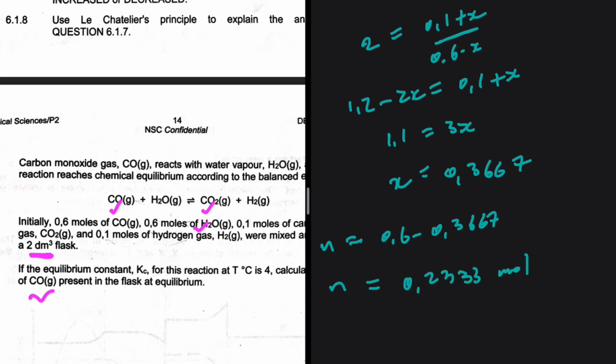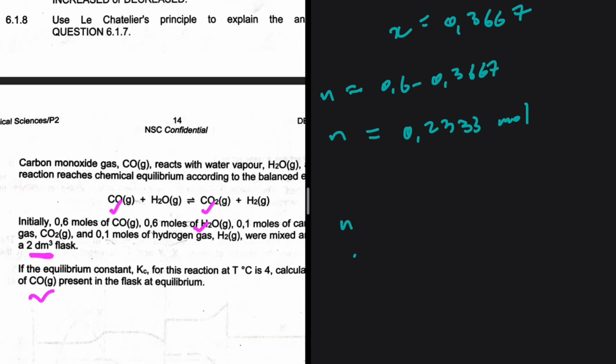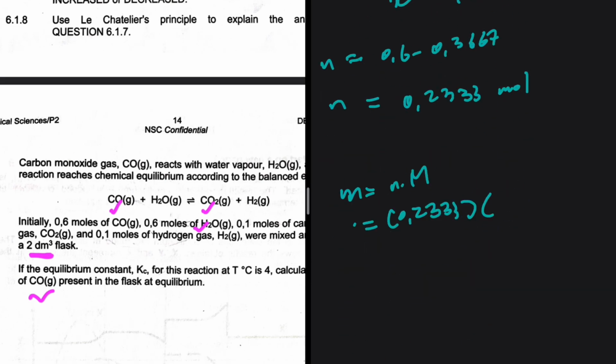I get the number of moles being equal to 0.2333 moles. So the mass is equal to the number of moles multiplied by the molar mass. So we have 0.2333 multiplied by the molar mass of carbon monoxide, which is 12 plus 16. This is 6.53. So 6.53 grams is the mass of carbon monoxide at equilibrium. There we go.